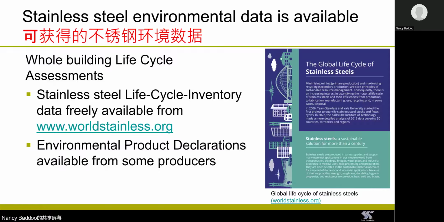Increasingly these days stainless steel producers are publishing environmental product declarations, and I think that's the same in China as it is in other parts of the world. This can give you the details of the actual material that you're specifying in terms of environmental impact. Some stainless steel producers are now publishing EPDs for different product forms and different alloys. So it's quite a lot of detail now available.